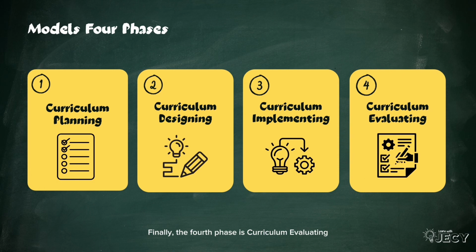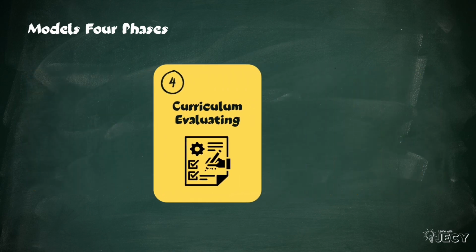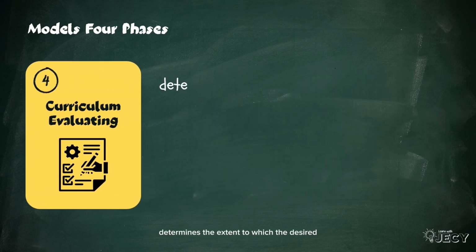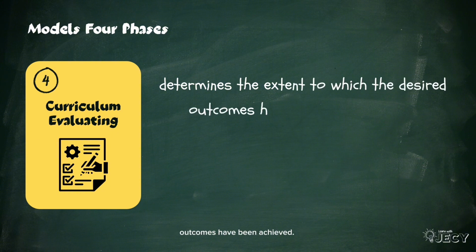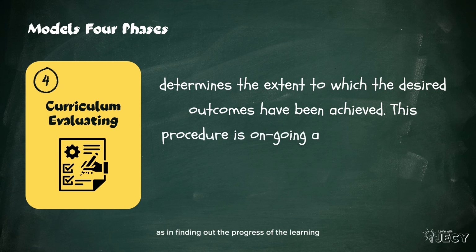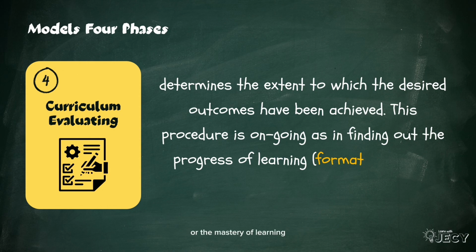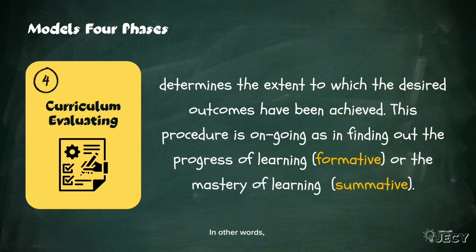Finally, the fourth phase is curriculum evaluating. Curriculum evaluating determines the extent to which the desired outcomes have been achieved. This procedure is ongoing as in finding out the progress of the learning, or what we call the formative assessment, or the mastery of learning, or summative assessment in other words.